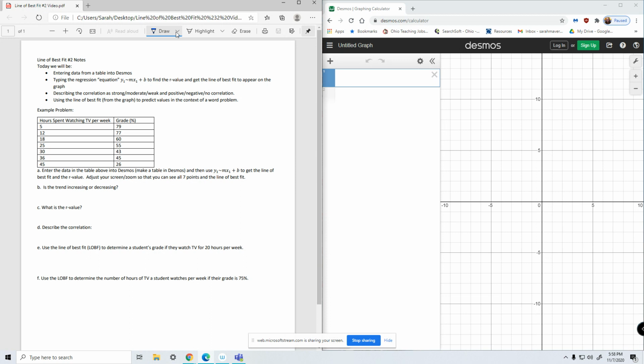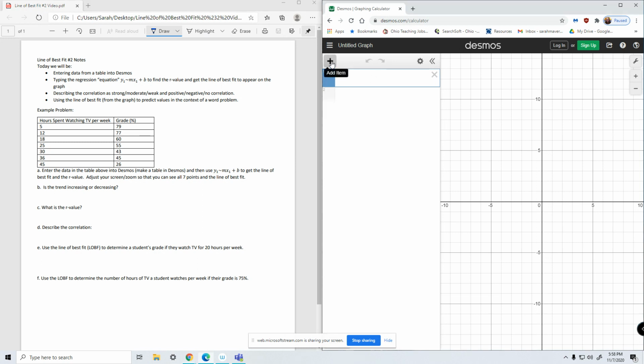So as you may have noticed when you've done these before, once you put a table in Desmos, some points pop up and a line pops up. That line that pops up is the line that's closest to all the points, and we call it the line of best fit. So what we're going to do today is first start the way we have been doing, by taking this table and entering it into Desmos.